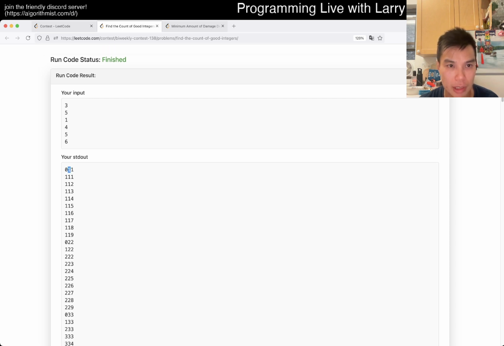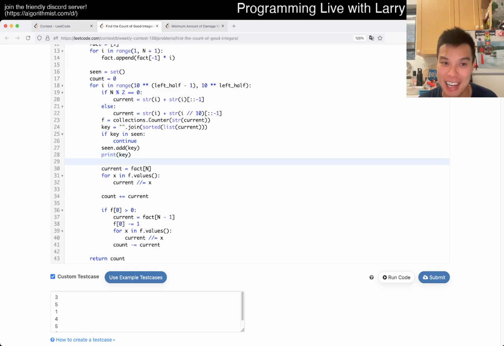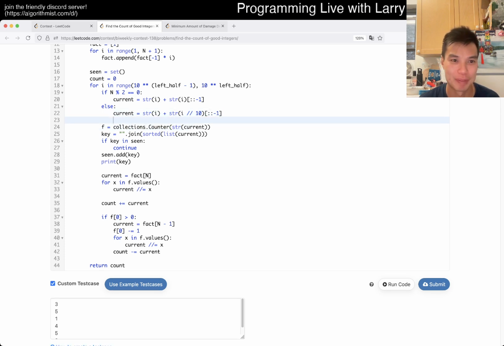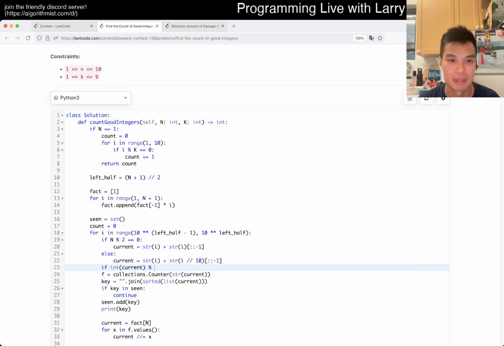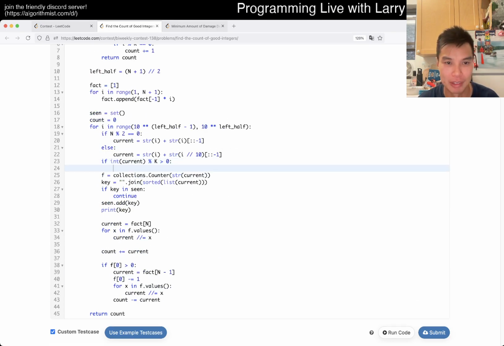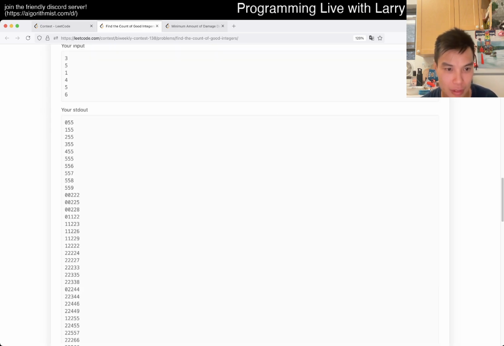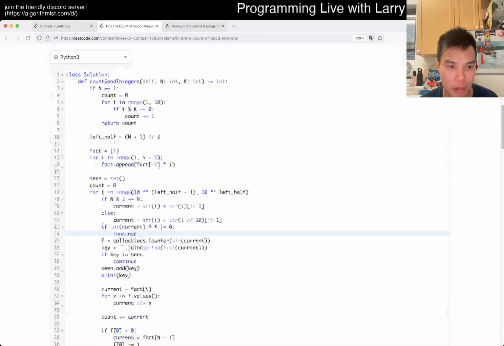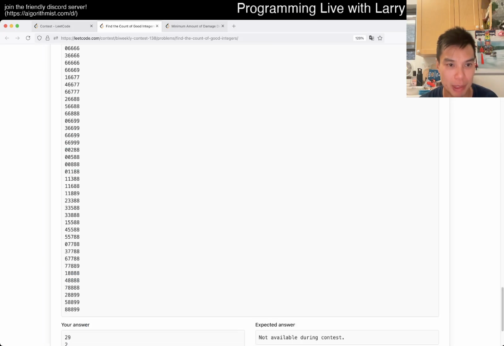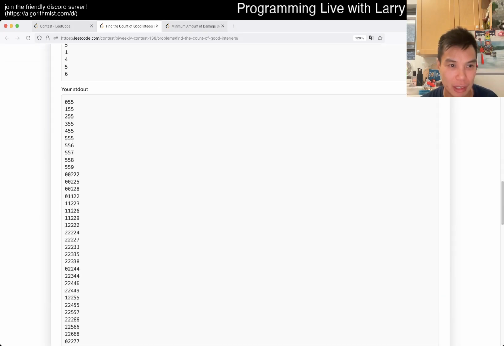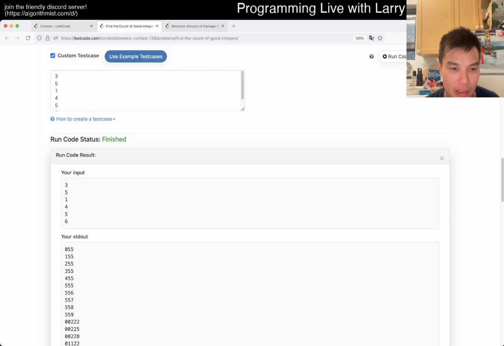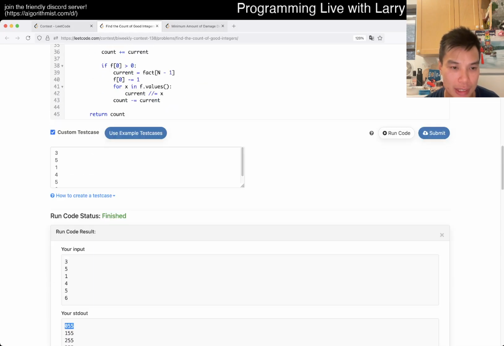Oh, this is actually not even right because we don't care about the mod. Larry, you have to think about the mod. Okay, fine. I forgot about the mod part. If int of current mod k is greater than 0, or not equal to 0, I can contain you. 29, still overcounting, but maybe it's slightly better. I don't know. I misread this one so hard. Okay, so, well, that's the key.